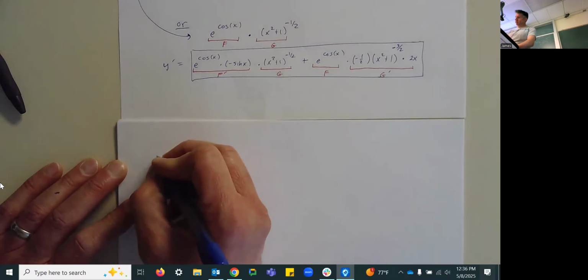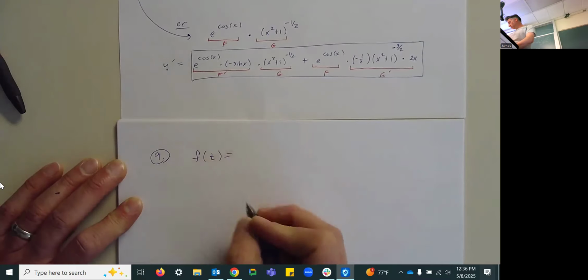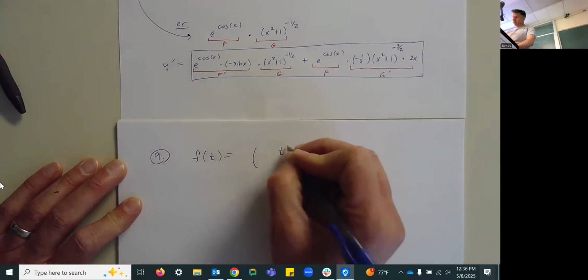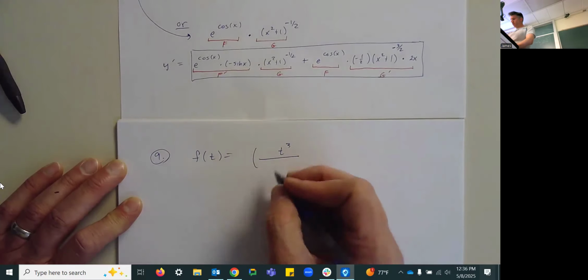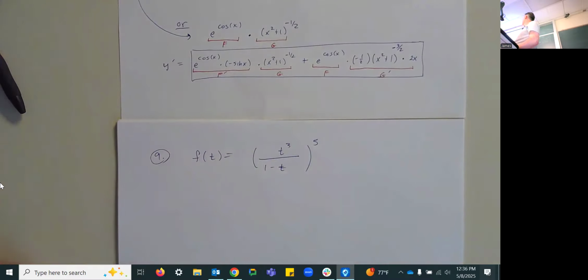Let's say our function is f of t equal to t cubed over 1 minus t, all raised to the 5th power.